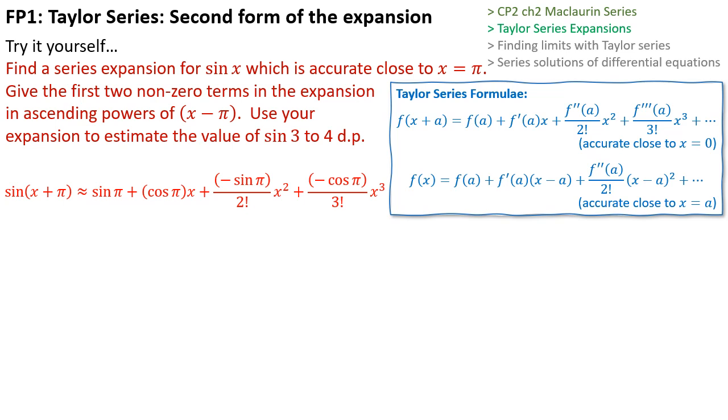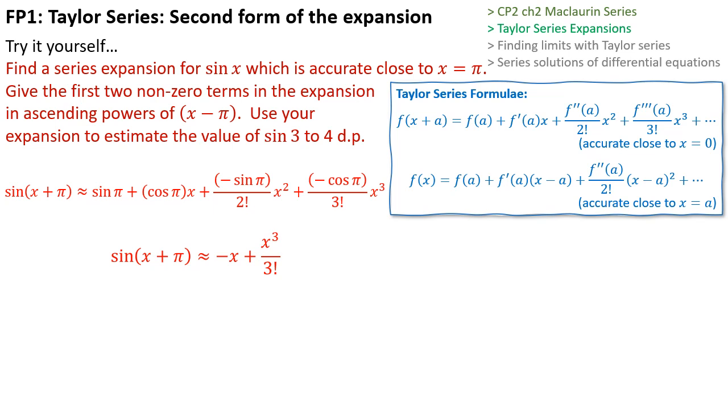Also, because I'm putting in pi, a lot of these will simplify quite nicely. So sine pi, for instance, will cancel out because sine pi is 0. Cos pi, on the other hand, is negative 1. So we're going to end up with minus x plus x cubed over 3 factorial. And this is the first form of the expansion, you might recall.